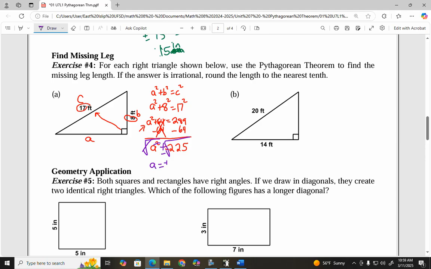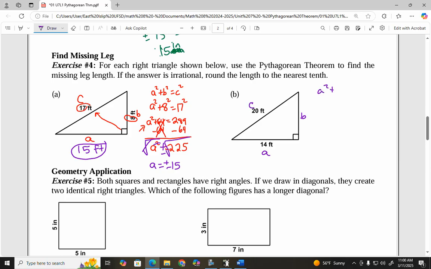A is positive or negative 15, but of course a side of a triangle can't be negative, so A must be 15 feet. Always trying to remember to put your units. Let's do B together. I'm going to call this A, this B, and this C.